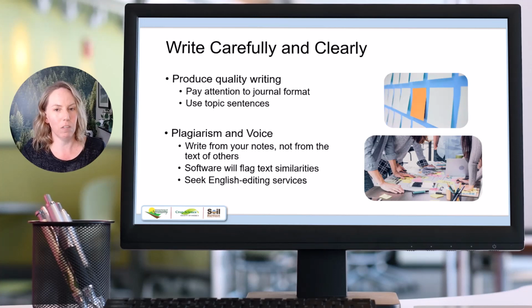This can be difficult if English isn't your first language. So I recommend bouncing your ideas off of someone who is fluent, and then ask them to read your paper. Be aware that submission software will check your draft for possible plagiarism. Now, in all of this, don't be afraid to use your own words, because it's your paper. You are the expert and you are sharing your insight.